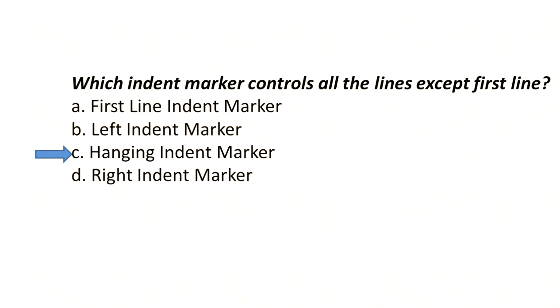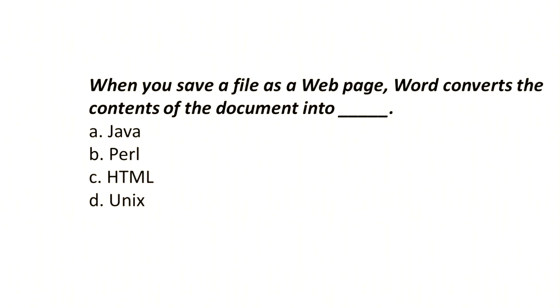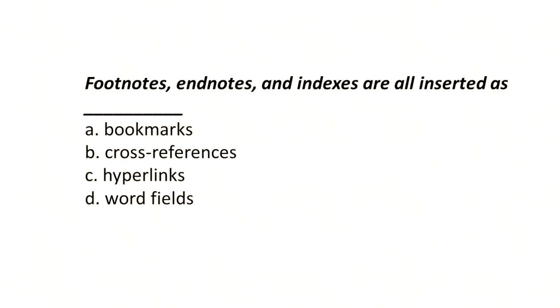Next, which indent marker controls all the lines except the first line? Answer is hanging indent marker. Next, when you save a file as a web page, Word converts the content of the document into HTML. Next, footnotes, endnotes, and index are all inserted as Word fields.